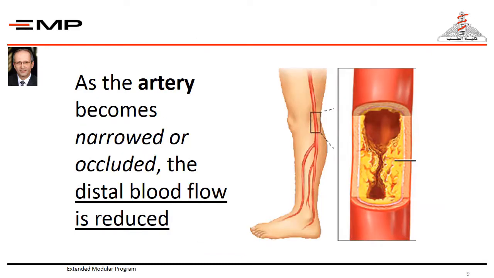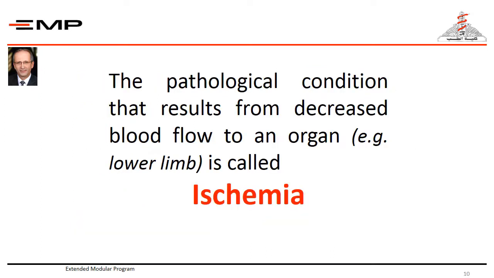As the artery becomes narrowed or occluded, the distal blood flow is reduced. The pathological condition that results from decreased blood flow to an organ, in our situation here the lower limb, is called ischemia. Sudden occlusion of an artery will result in acute ischemia. You already studied a prototype in your general pathology course, that is the example of acute arterial embolism.